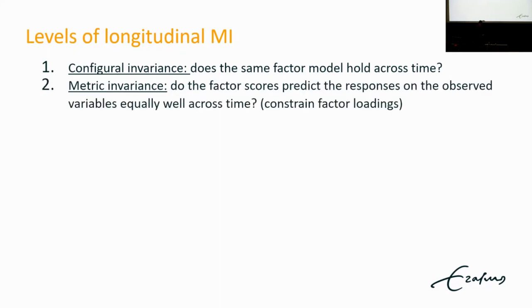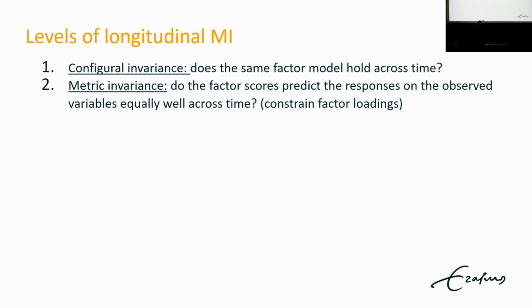Then the second step would impose some additional constraints on this model. It's called metric invariance. And here we ask ourselves, do the factor scores predict the responses on the observed variables equally well across time? In other words, is the strength of the relationship indicated by the factor loadings, the strength of the relationship connecting the items to the latent variable, of the same strength at each time point?